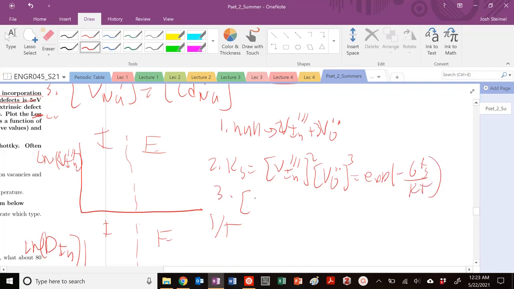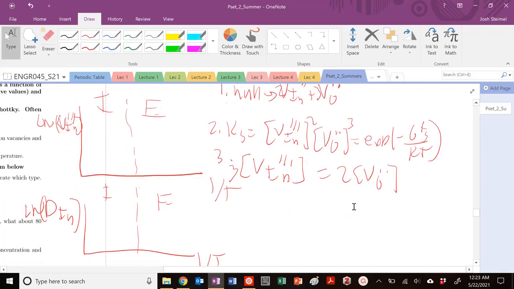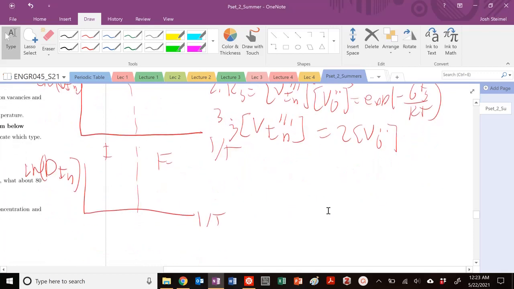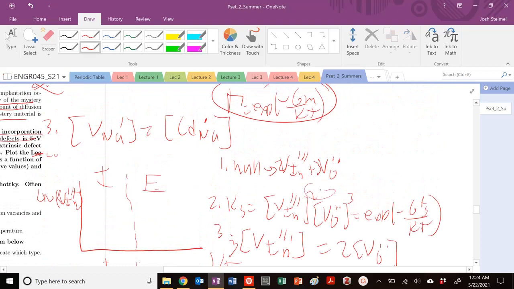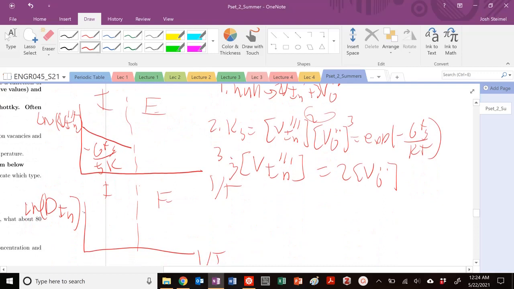My electron neutrality statement is going to be vacancies of indium, 3, and I'm going to bring this to the other side, equal to 2 vacancy of oxygen. Eventually this slope here, because of this 5, is going to be proportional to minus G formation of Schottky divided by 5K. And my diffusivity is going to be very similar, but I'm also minus this. So again, it's minus G formation of Schottky divided by 5K minus GM over K.